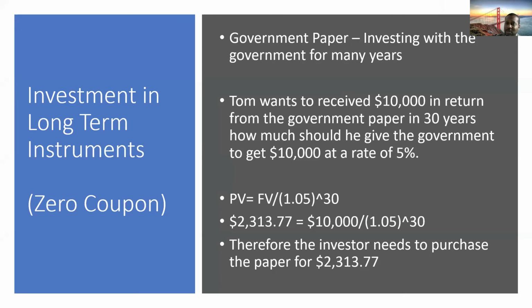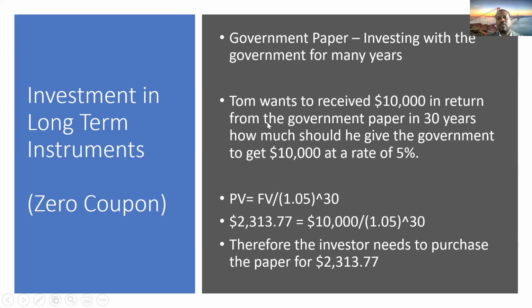Now, 30 years is a long period. Some people just live for 30 years or even less. So that's quite a long period. In some instances, people may need to pass on this investment to family members, will it on to children, etc. But the main idea is, if you were to make an investment for 30 years, you would need to buy the instrument for about 2,000 with a rate of return of 5%. For 30 years, you just need to make an investment of 2,313.77.